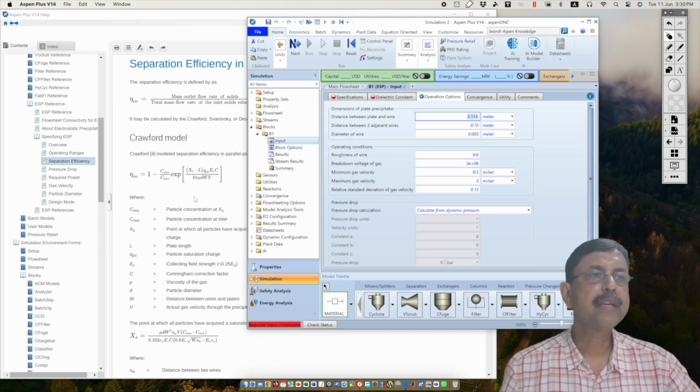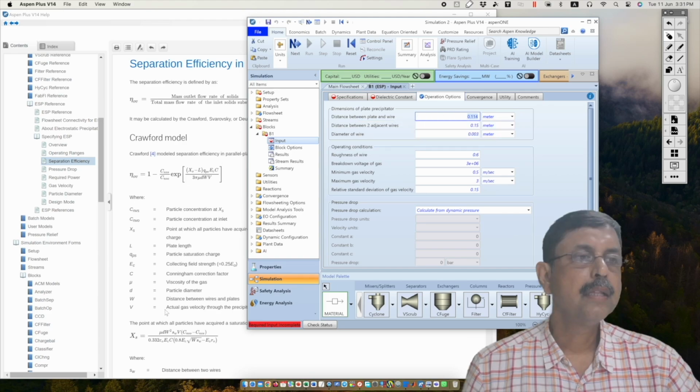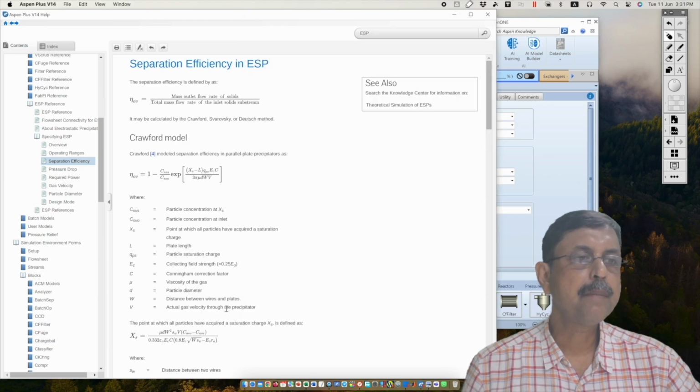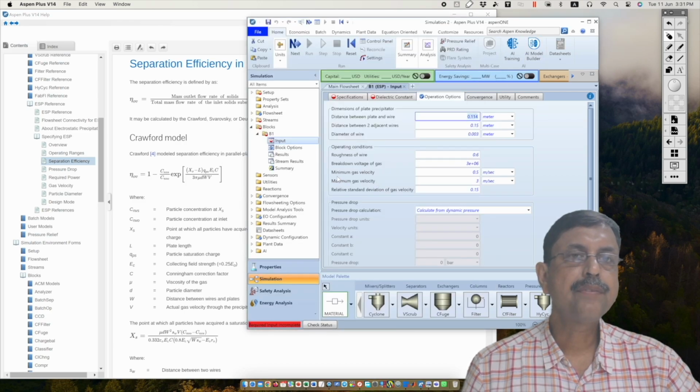Then viscosity of the gas will be obtained from the property database of Aspen Plus. W is the distance between wires and plate, so you have to specify over here. Then the actual gas velocity through the precipitator, V. In the design problem, you have to give the minimum gas velocity and maximum gas velocity, and then the model will calculate the actual gas velocity based on the information that you give.